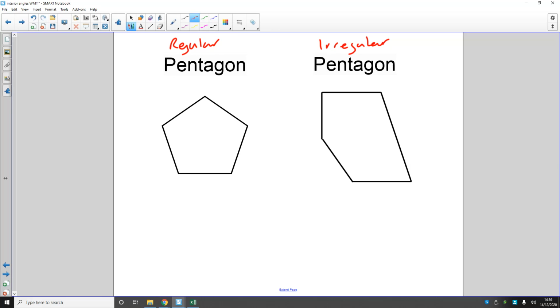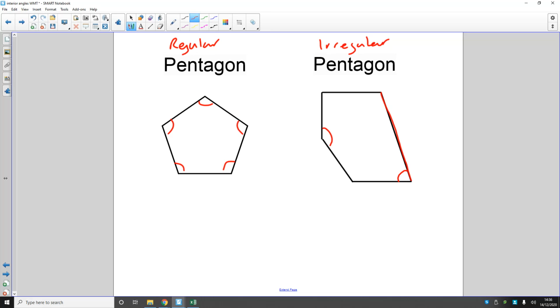On the left-hand side, it's a regular pentagon because all the sides are exactly the same length, and all these interior angles here are all equal as well. On the right, the irregular pentagon, some of the sides, in particular this one, are much longer than the other ones, and some of the angles here are much, much bigger than this one here, for example. But we can still find the exterior angles of these shapes.